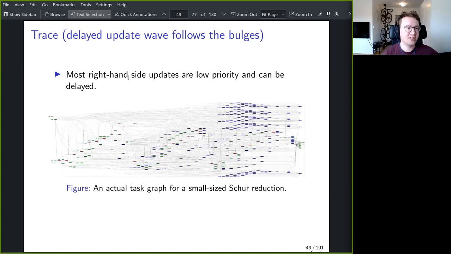And you can also see it in the task graph I showed you earlier. So this is one bulge-chasing step, this is the second bulge-chasing step, and this is the third bulge-chasing step. And you can see a lot of blue here. These are all the low priority right-hand side updates that do not feed back to the critical path. The way this task graph gets drawn is that it pushes all the tasks that do not feed back to the earliest steps in the task graph all the way to the right in the figure. So this is the illustration that most right-hand side updates do not feed back to the critical path.